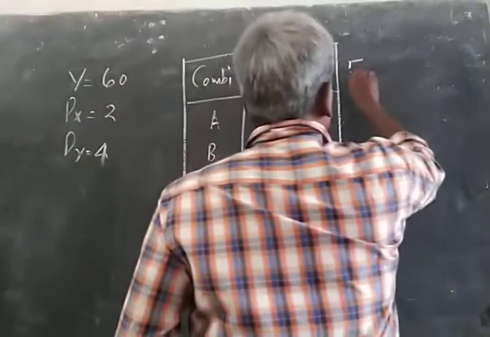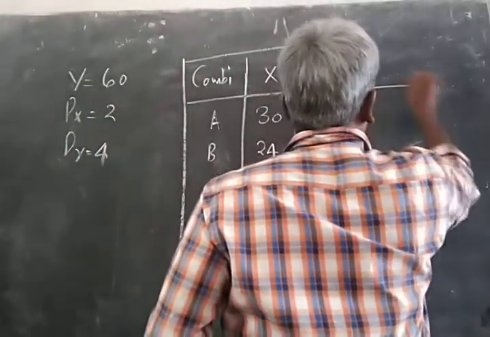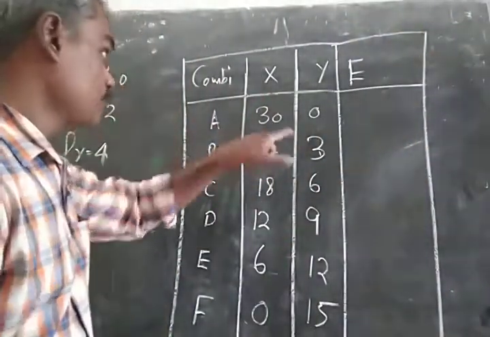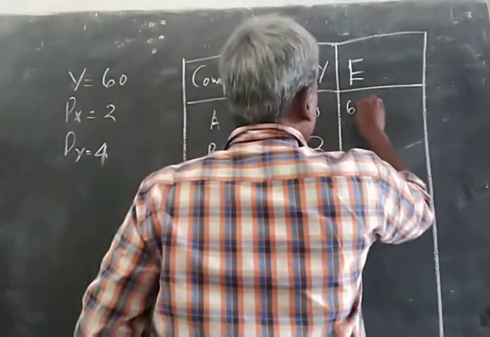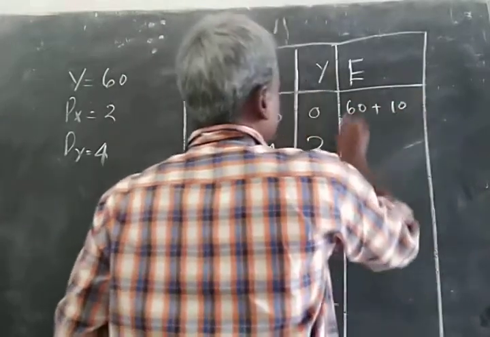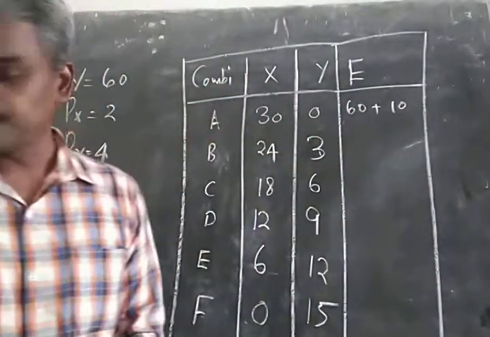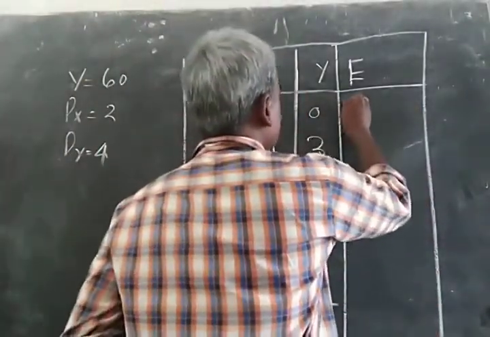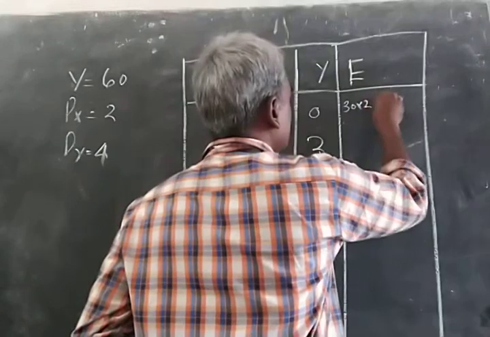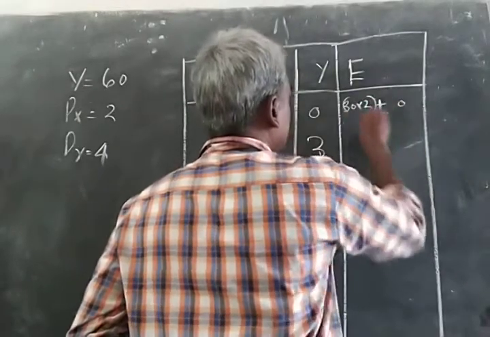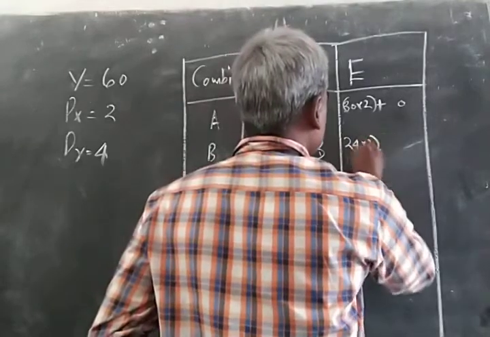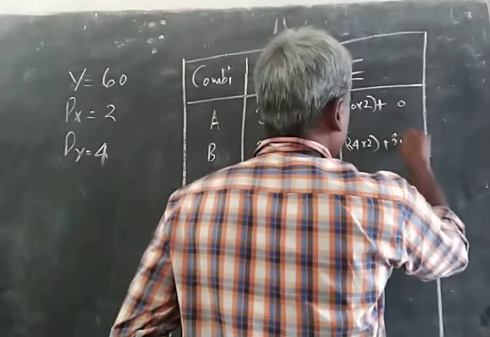You can plot the expenditure also here to understand it better. Suppose 30 into 2 plus 0 is 60. You can write it down. How did we get to 60? 30 into 2 plus 0. Then again, 24 into 2 plus 3 into 4.